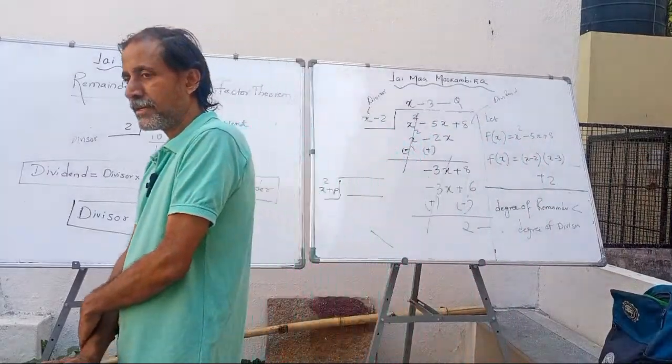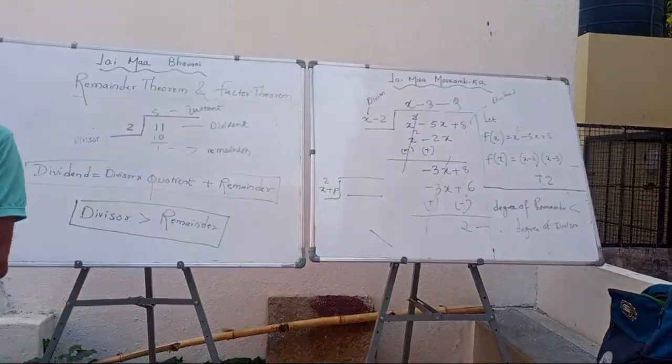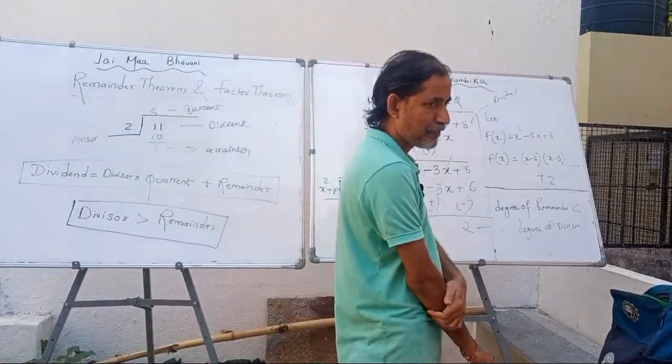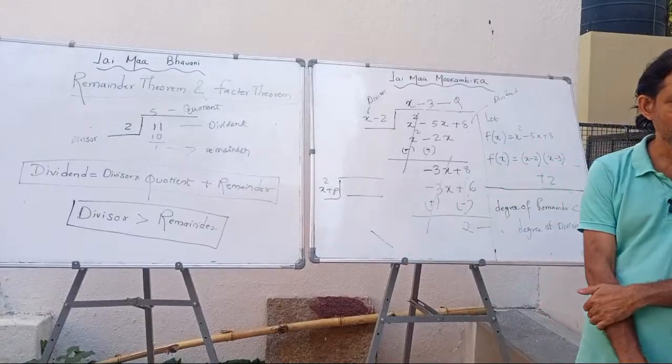You're getting what I'm saying? Right in the formula book, it's going on the top. What did you not understand? From degree of remainder. Degree of remainder.